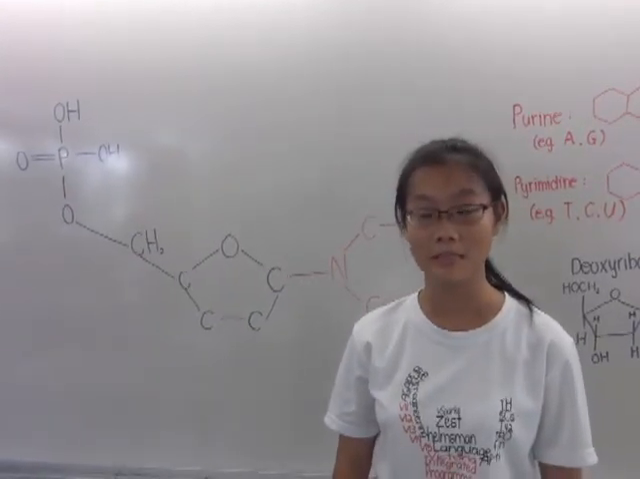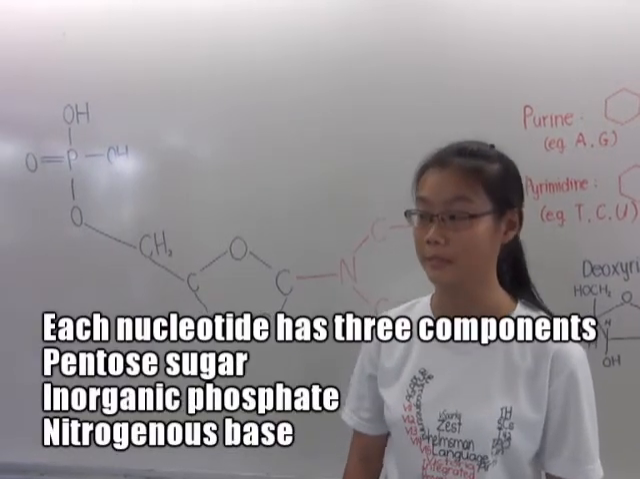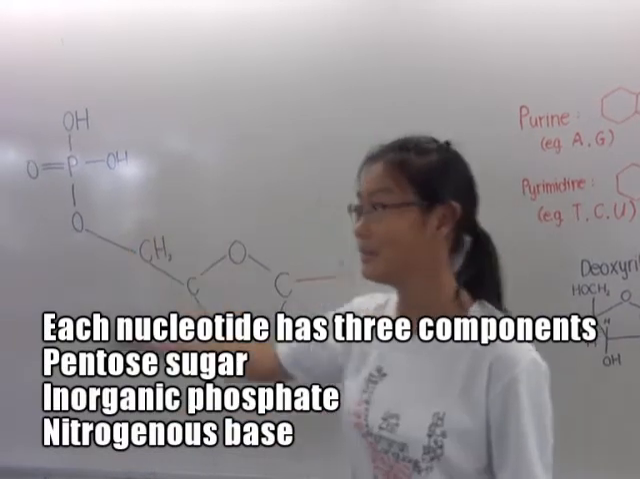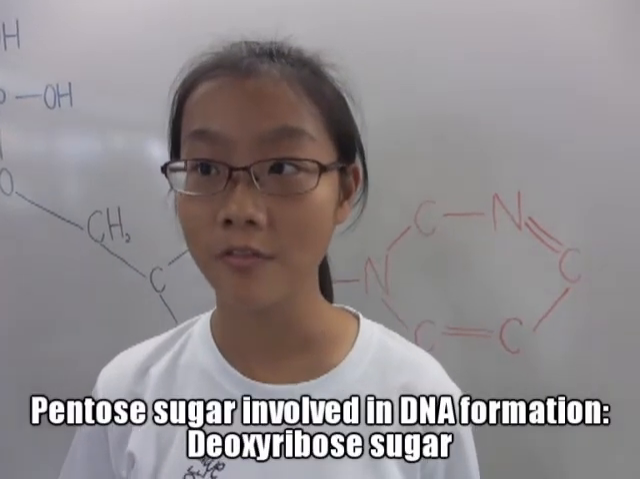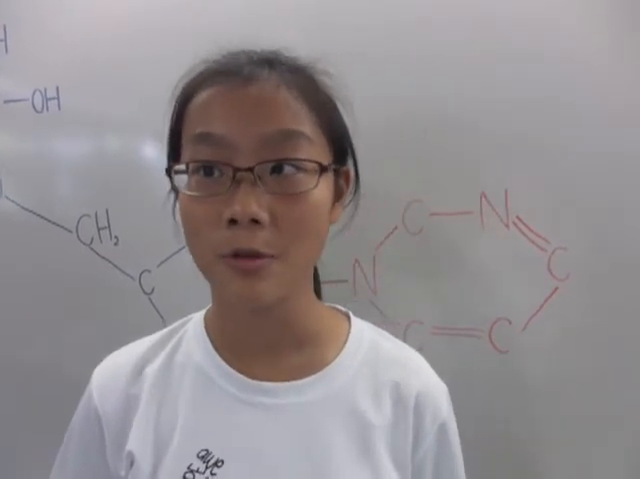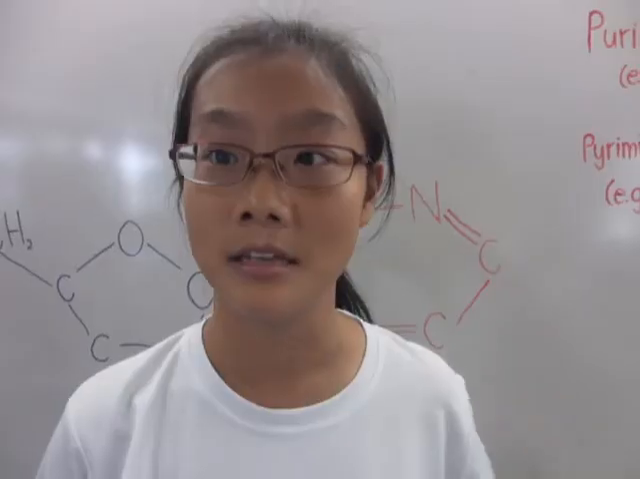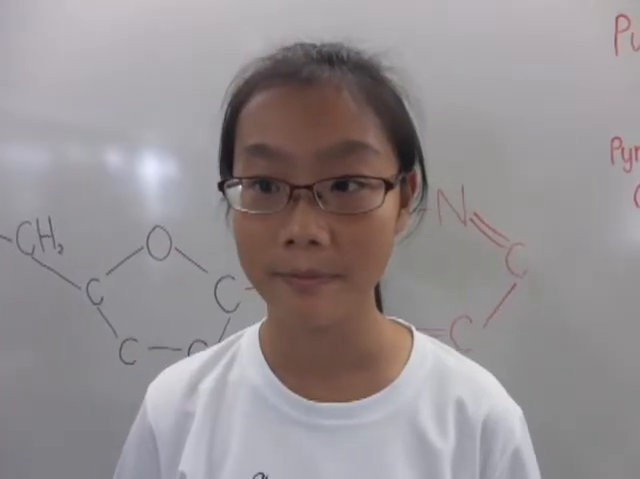Now I will talk about the basic structure of nucleotides. Each nucleotide is made out of three components: the pentose sugar, the inorganic phosphate, and the nitrogenous base group. The pentose sugar involved in the formation of DNA is deoxyribose sugar. Unlike the ribose sugar involved in the formation of RNA, a hydrogen atom is attached to the 2' carbon of the deoxyribose sugar instead of the OH group attached to the ribose sugar.